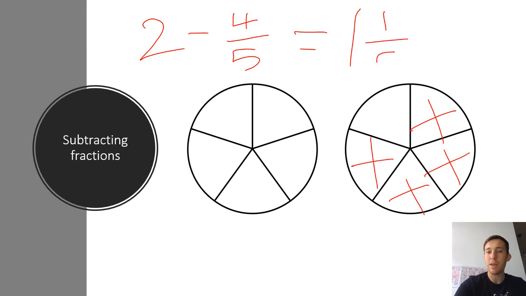So that would leave me with 1 whole and 1/5. And again, this is a mixed number. This can be an improper fraction also. This would be the same as 6/5.